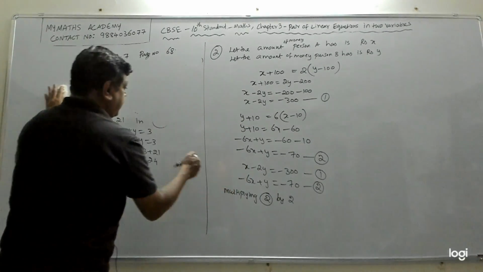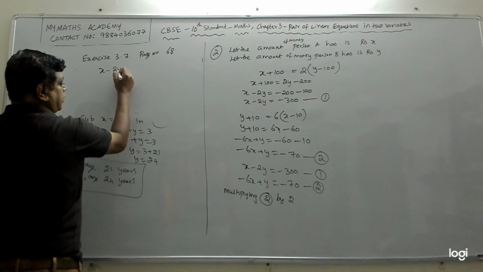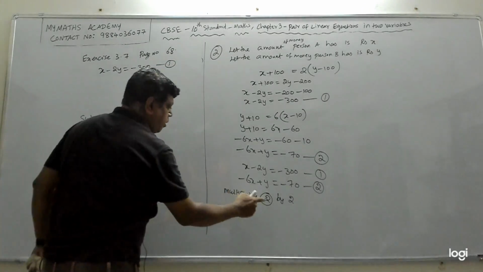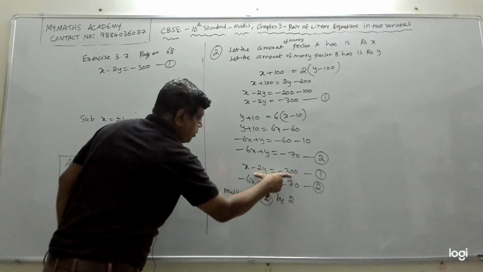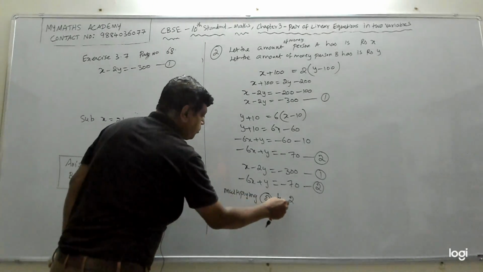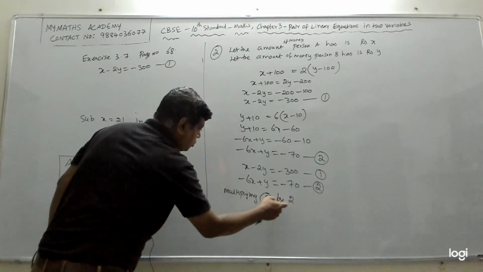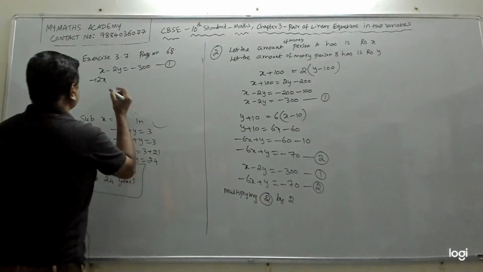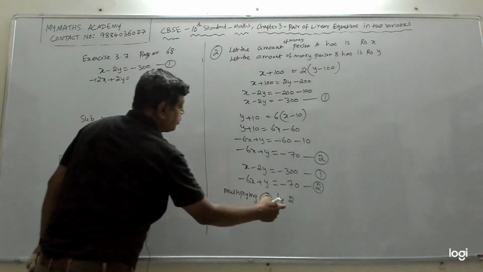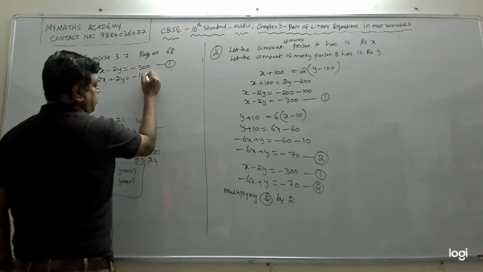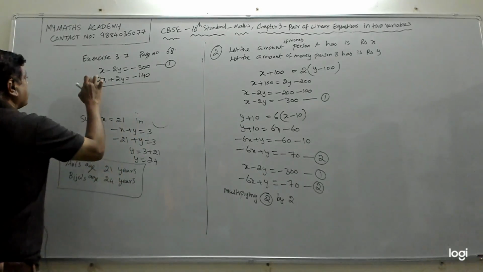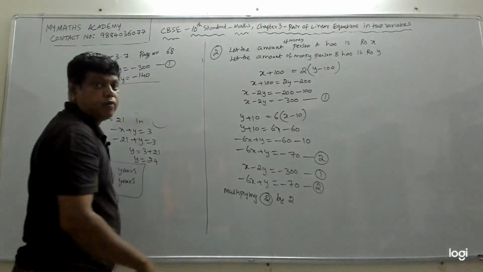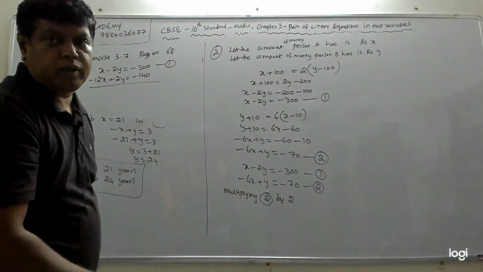First equation I will write as it is, which is X minus 2Y equal to minus 300. There is no change in the first equation. The second equation I'm going to multiply by 2 throughout. So minus 6 into 2 is minus 12X. Then Y into 2 is 2Y, equal to 2 into minus 70, which is minus 140. I have multiplied every term in the second equation by 2. That is the meaning of multiplying the equation by 2. You need to multiply each term by 2.